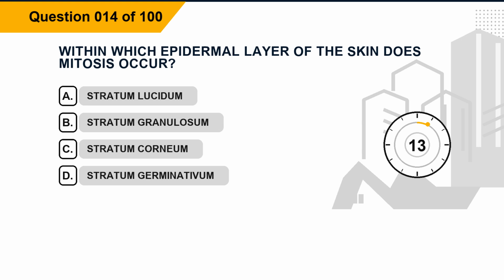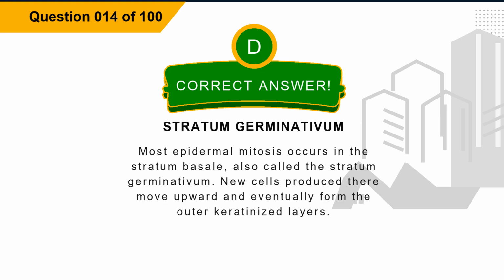Question 14. Within which epidermal layer of the skin does mitosis occur? Option A, stratum lucidum. Option B, stratum granulosum. Option C, stratum corneum. Option D, stratum germinativum. The correct answer is option D, stratum germinativum. Explanation. Most epidermal mitosis occurs in the stratum basale, also called the stratum germinativum. New cells produced there move upward and eventually form the outer keratinized layers.